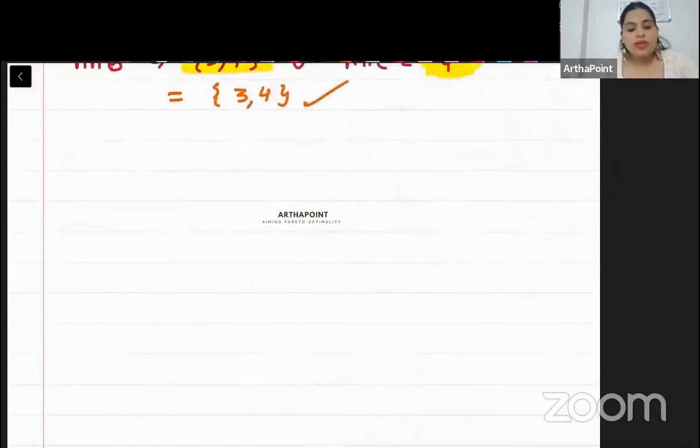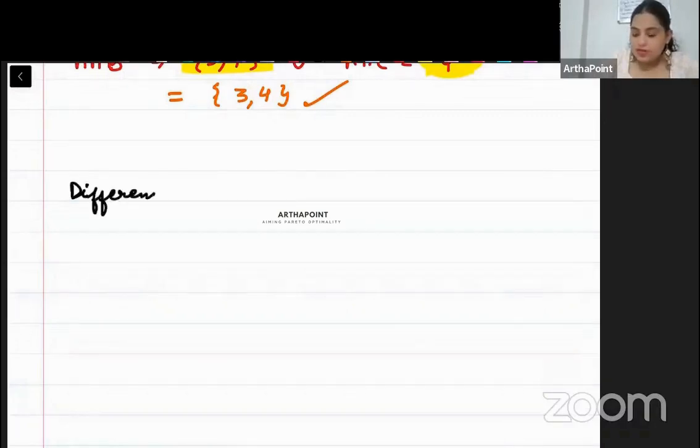So the next property that I have is this. Difference of sets. That's the next property, difference of sets. Very important, beta. This can come in multiple exams, especially in CUET. Difference of sets is something which is very, very important. So let us go ahead and let us see.